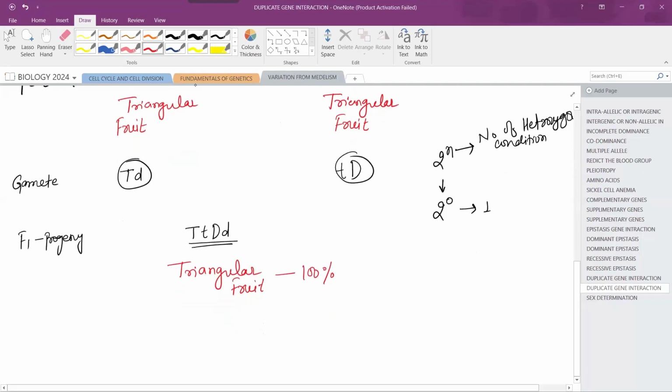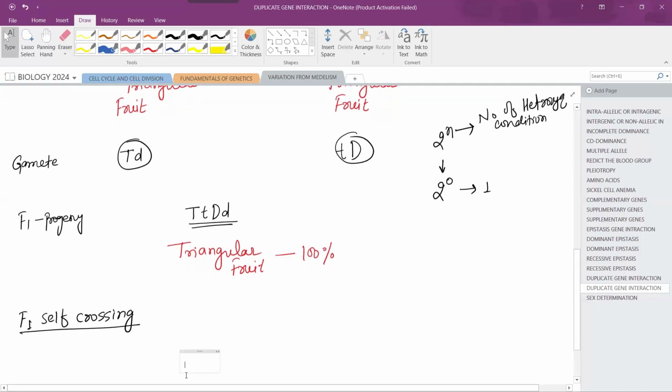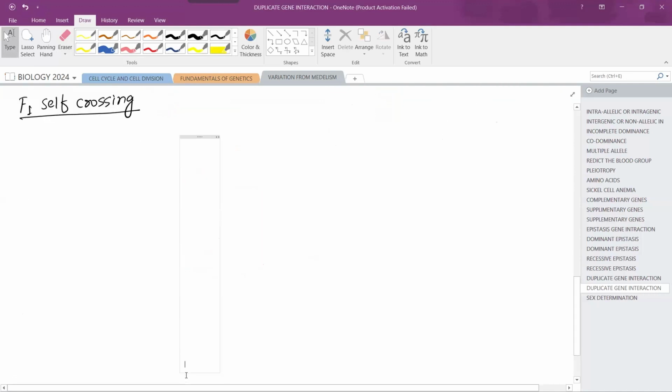Now we will do F1 selfing, self crossing. For that, we will take F1 progeny as parents.